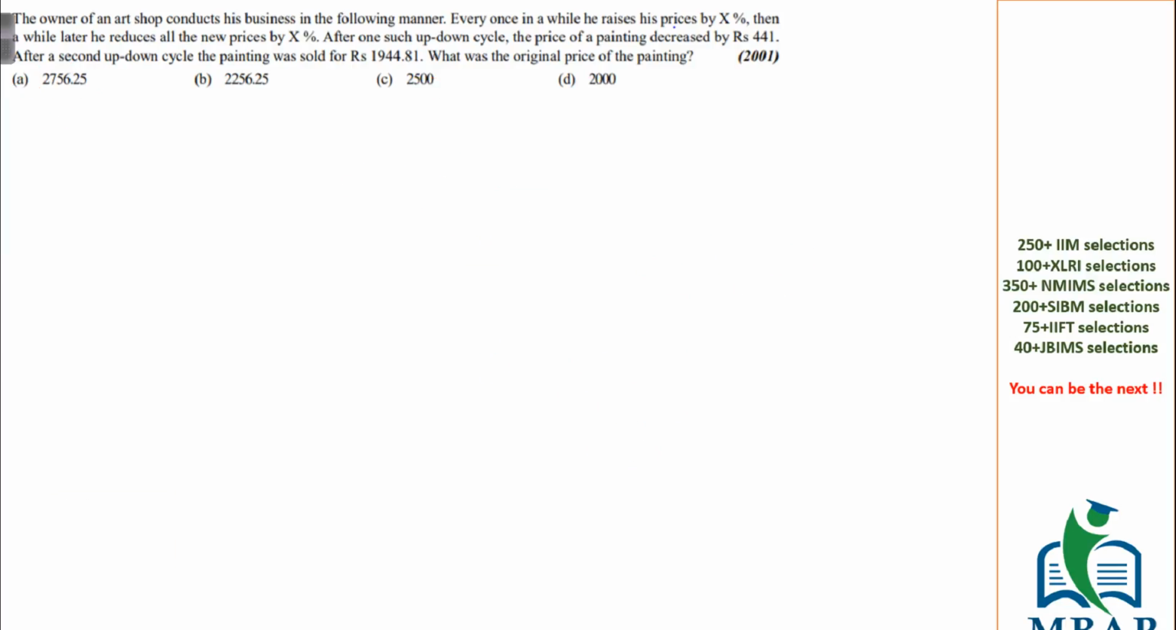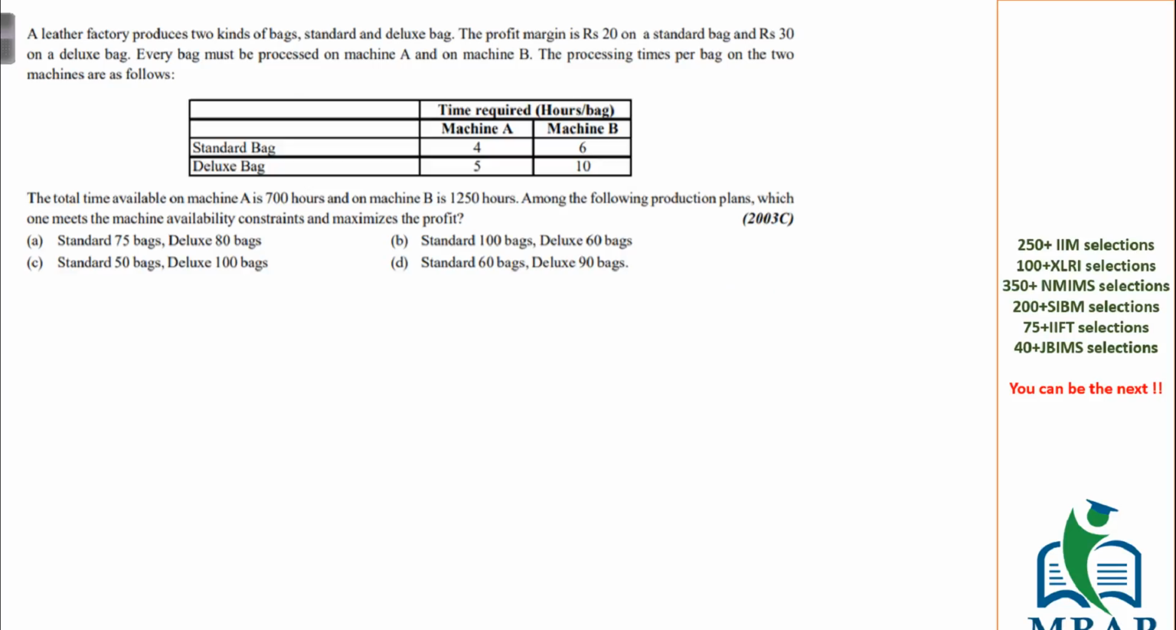Perfectly. Going on, let's solve one more question based on this. This is an actual 2003 CAT question. The question says a leather factory produces two kinds of bags, standard and deluxe. The profit margin is 20 rupees on the standard and 30 rupees on the deluxe. So you get more profit by making deluxe bags.